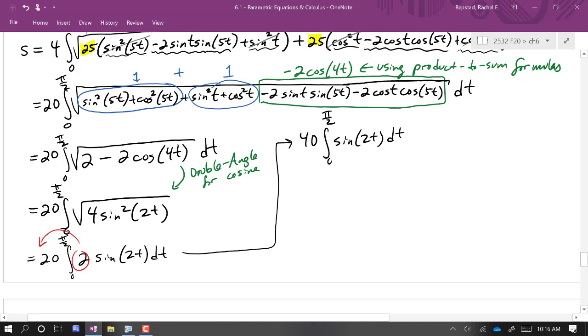The integral of sine is negative cosine, but we do have to accommodate this factor of 2. We would need a factor of 2 here and then divide by 2 outside. So we have 20 times, and once we integrate, we'll get minus cosine of 2t. This is from 0 to pi over 2.